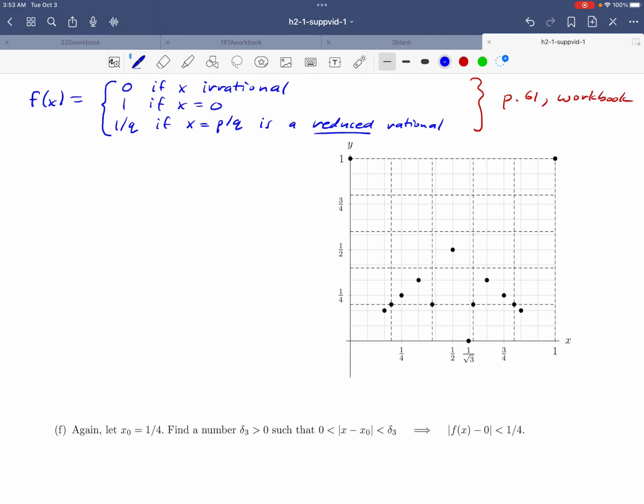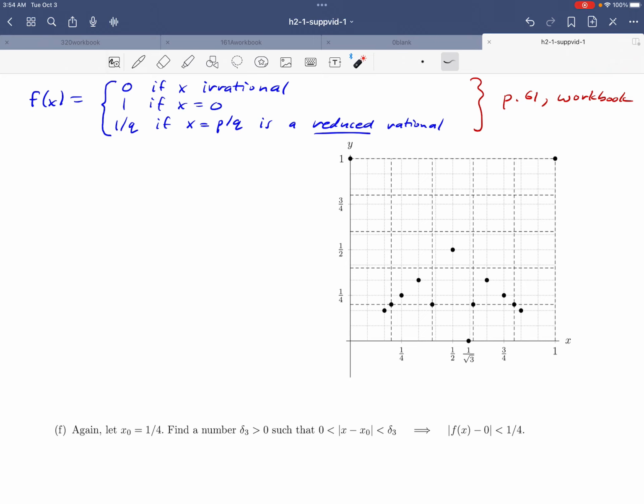So we're looking at page 61 in the workbook, and just to refresh your memory a little bit, we had a definition of the ruler function that looked like this. Notice in this definition that we get different results depending on whether we plug in irrational or rational numbers. In particular, any irrational number that we plug into this function is going to give us 0 as an output, and any rational number that's in reduced form p over q, we're effectively going to ignore the numerator and get an output of 1 over q.